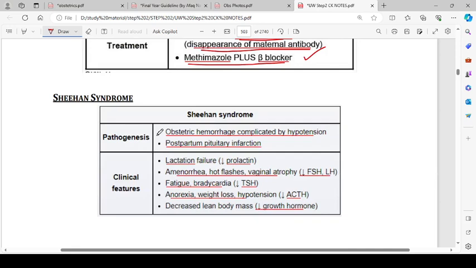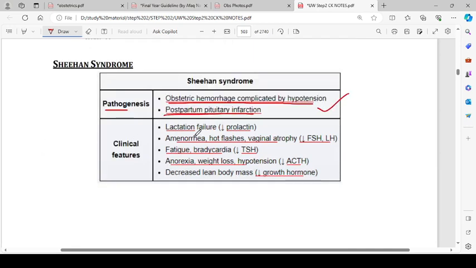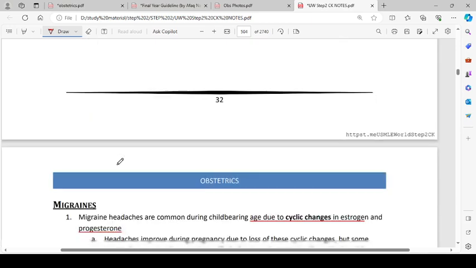Sheehan syndrome, pathogenesis, obstetric hemorrhage complicated by hypotension, postpartum pituitary infarction. The clinical features are lactation failure, that is decreased prolactin, amenorrhea, hot flashes, vaginal atrophy, decreased FSH and LH, fatigue and bradycardia, that is decreased TSH, anorexia, weight loss and hypotension, that is decreased ACTH, and decreased lean body mass, that is decreased growth hormone.